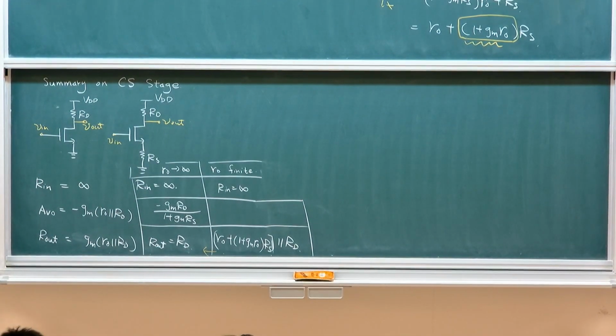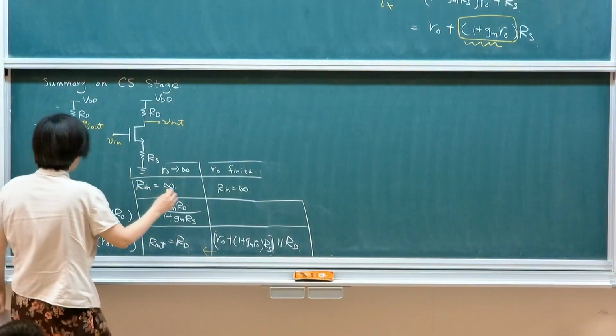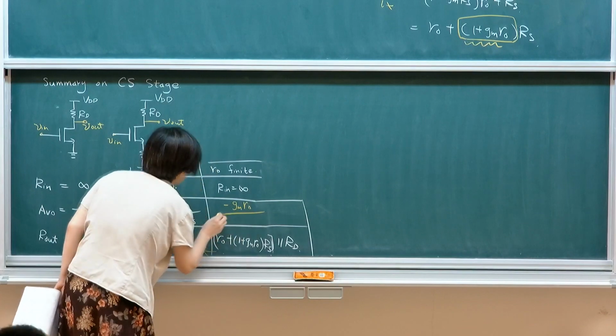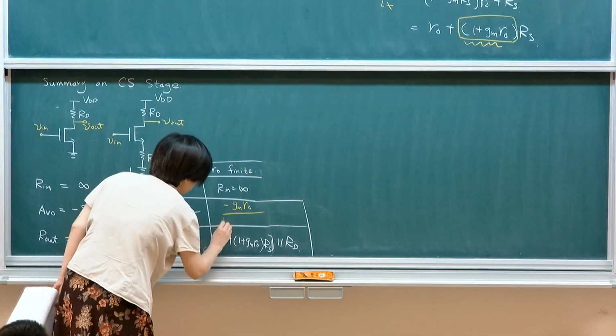And the ABO will be this one. Let me just write it down just for consistency. So it will be GMRO RS.